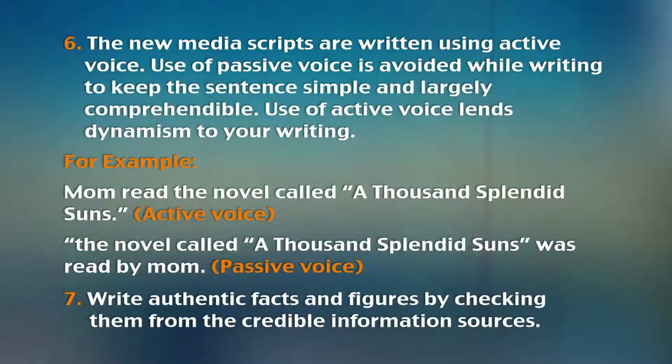For example, Mom read the novel called A Thousand Splendid Suns. Active voice. The novel called A Thousand Splendid Suns was read by Mom. Passive voice. Seventh, write authentic facts and figures by checking them from credible information sources.